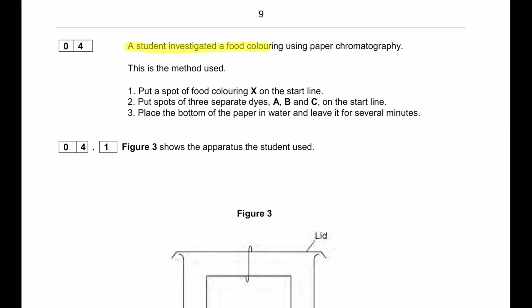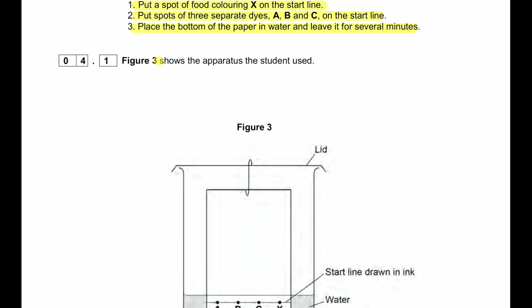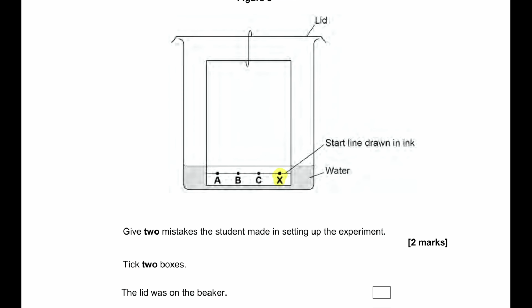A student investigated a food coloring using paper chromatography. Put a spot of food coloring X on the start line. Put spots of 3 separate dyes A, B, C on the start line. Place the bottom of the paper in the water and leave it for several minutes. Figure 3 shows the apparatus the student used. Start line drawn in ink. We have water. We have the lead.